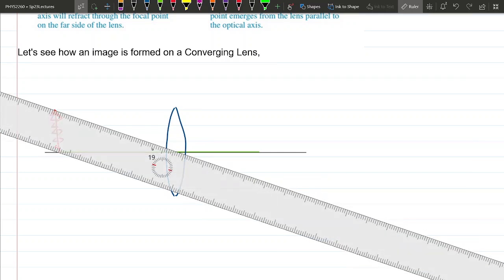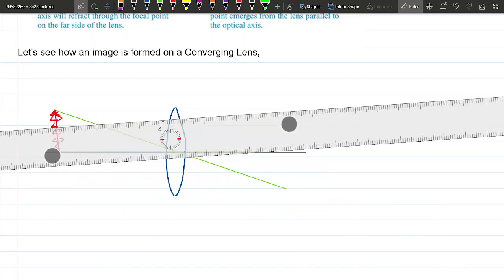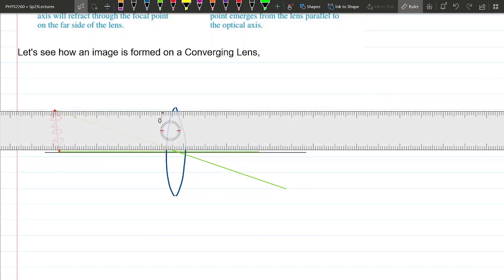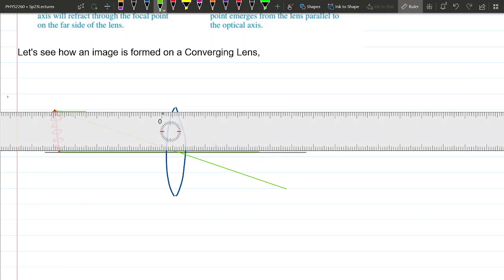Oops, didn't mean to make it blue. I want to make the rays green. Now maybe we're starting to figure out what type of image is going to form on the other side. It seems like the top of this now becomes the bottom. So another way that's going to be useful is that you can draw some parallel rays. If a ray goes parallel through a lens, where should it go?